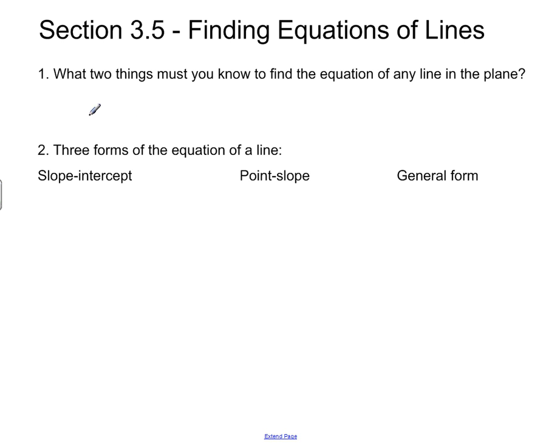You'll note that in some of the forms of the equations of the lines that we've had so far, we've somehow been able to find this information. That information is that we must have a point. So we must have a point and a slope, right?